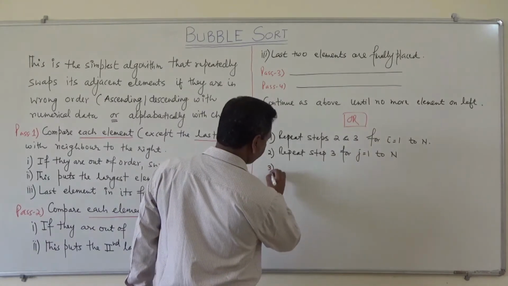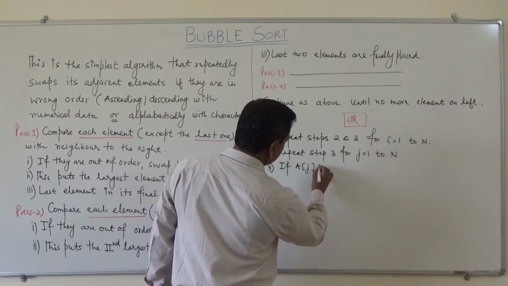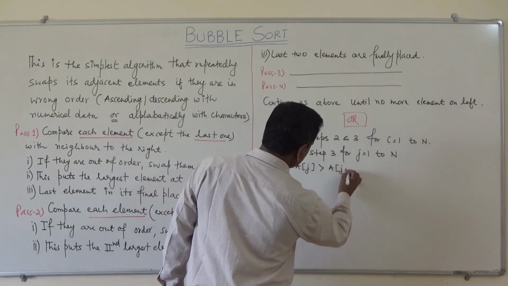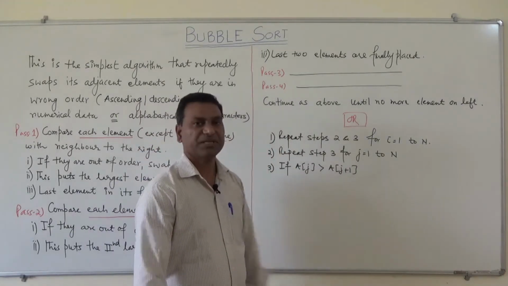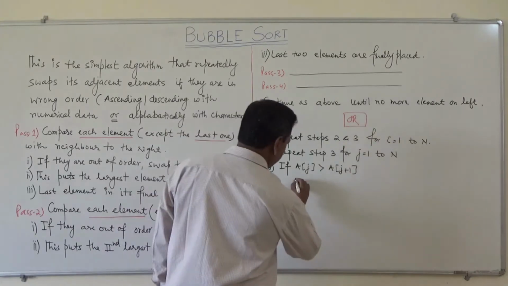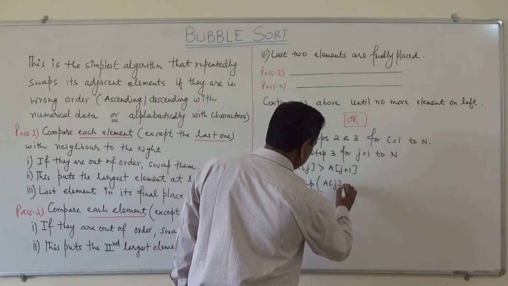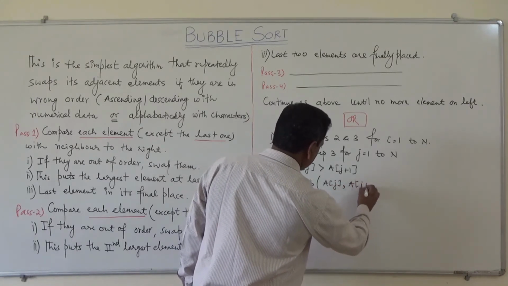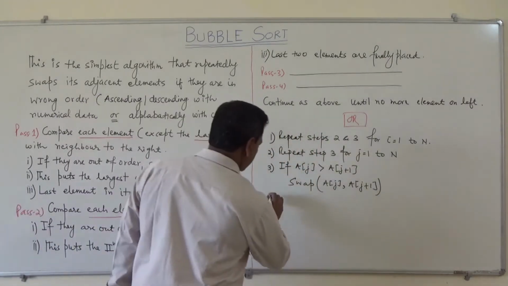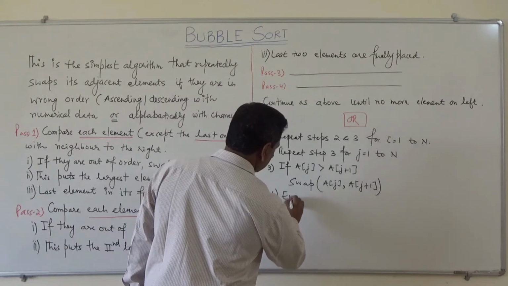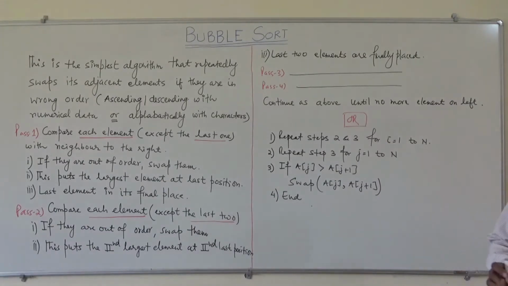Step 3: if a[j] is greater than a[j+1], then swap a[j] and a[j+1]. And finally the fourth step is END. So this is another way of explaining bubble sort.